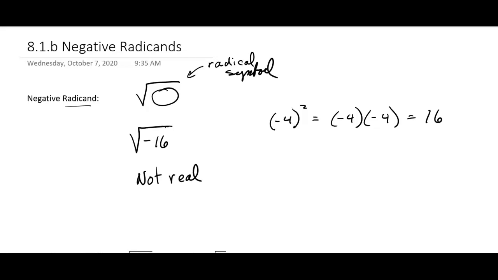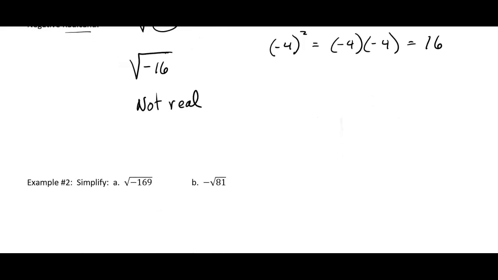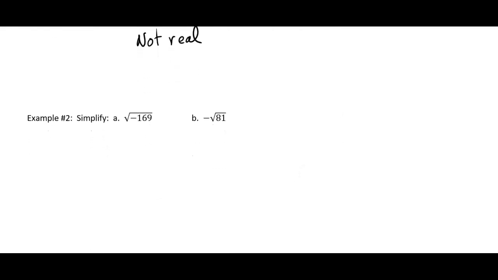So later on in this chapter, I think at the very end, we'll talk about this situation more. But when we have the square root of a negative number, the simplification doesn't represent a real number, so we just put that it is not real. You might be thinking, if it's not a real number, is it a fake number? Yeah, we'll talk about that later. For now, you just say it's not real.